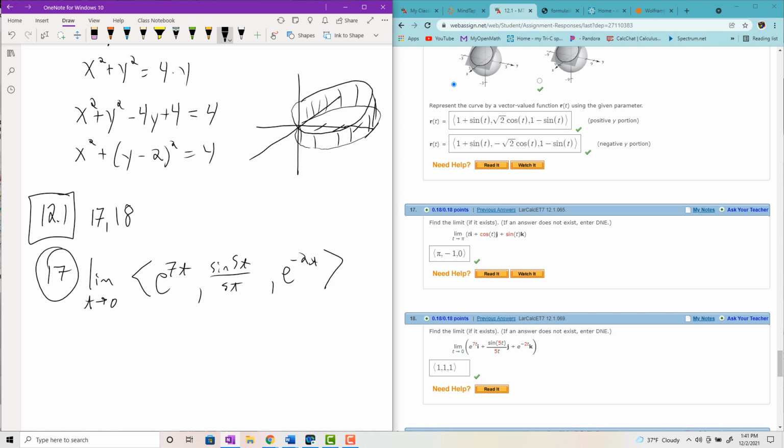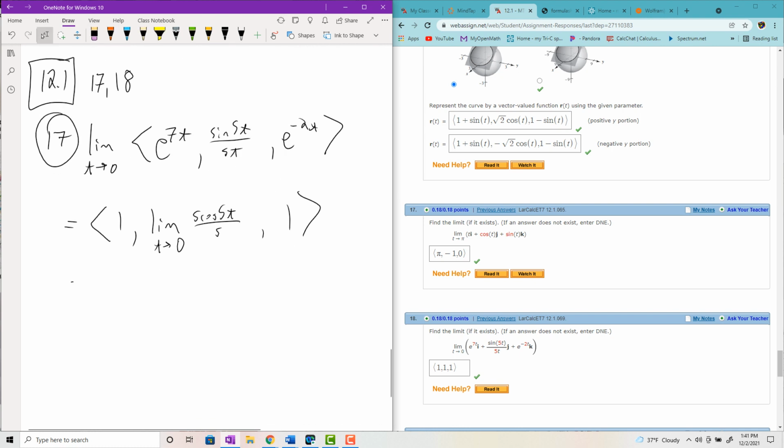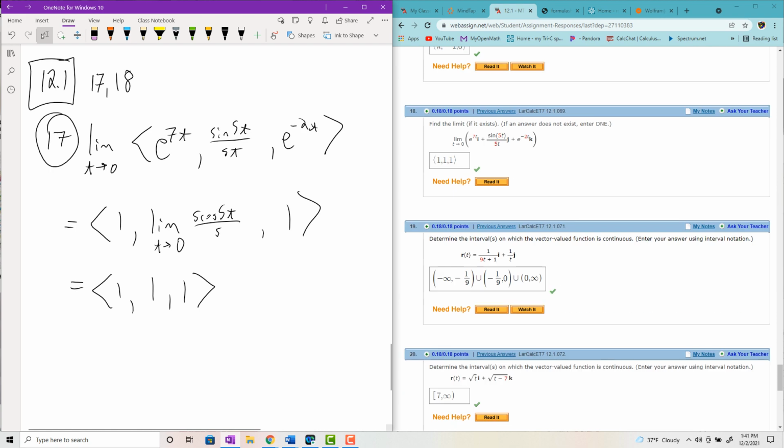And it's easy, right? You just evaluate the limit of the components. So e to the 7t, you just plug 0 in for t, you get 1. This other guy is a 0 over 0 form, so you're going to have to do L'Hopital's. You get 5 cosine 5t all over 5. And then the third component, you just plug 0 in for t and you get 1 again. Then finally you can evaluate the middle component. Plugging in 0, you get 5 times 1 over 5, which is just 1. And we have our vector 1, 1, 1.